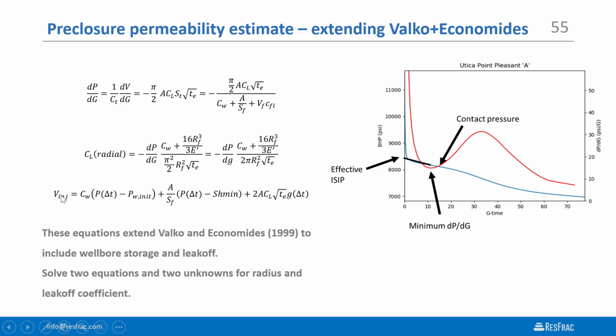And then also we can write down a mass balance equation considering wellbore storage, fracture storage, and leak-off. And what we find here is two equations and two unknowns. The unknown number 1 is the leak-off coefficient, and the unknown number 2 is the fracture size, which impacts the stiffness of the fracture preclosure. And so this is two equations, two unknowns. They can be solved, and they can be used to estimate both simultaneously. So it's a preclosure estimate of the leak-off coefficient.